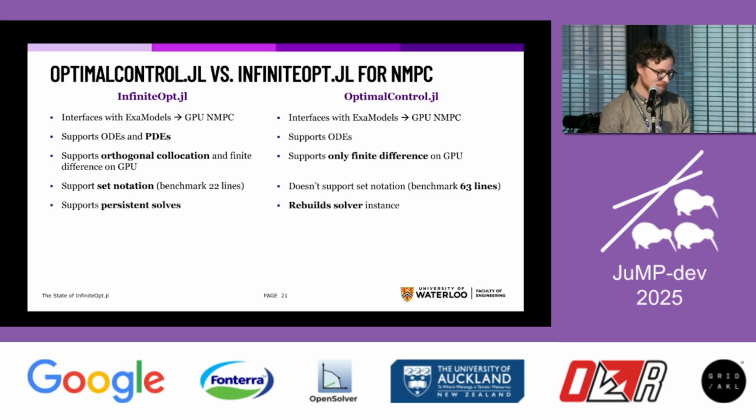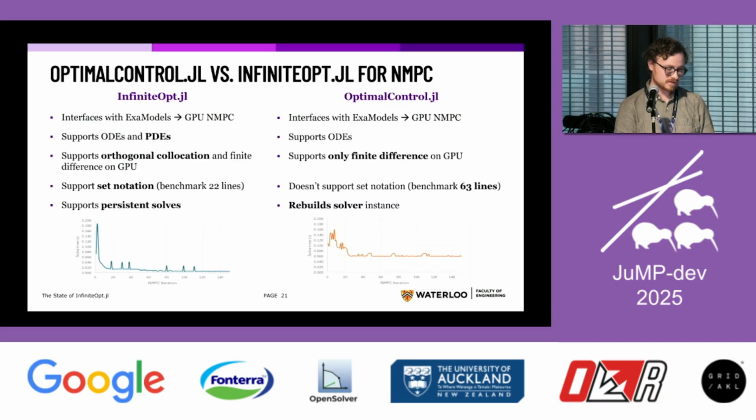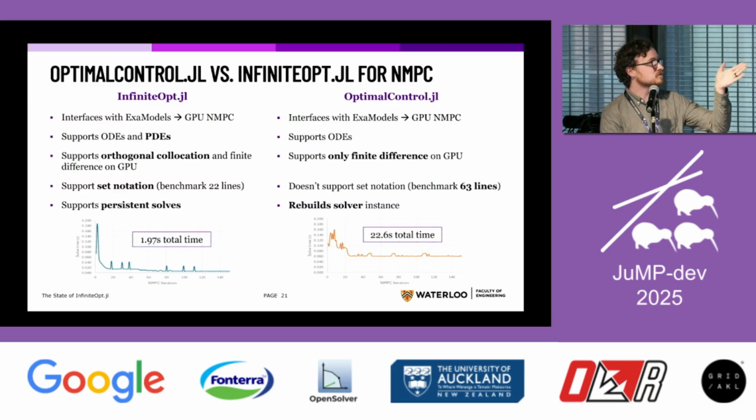We have a differential equation per tray, and we have to enumerate the equations for each of those trays, which is a little painful. And then we support persistent solves, so we can keep the solver in memory and avoid those initialization expenses, whereas optimal control currently rebuilds the solver instance on every solve. And then what that ends up doing is, if you look over the whole NMPC run for the distillation problem, for instance, we take a little less than 2 seconds, whereas optimal control took a bit more time.